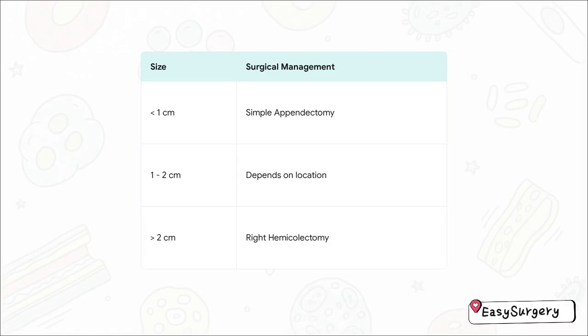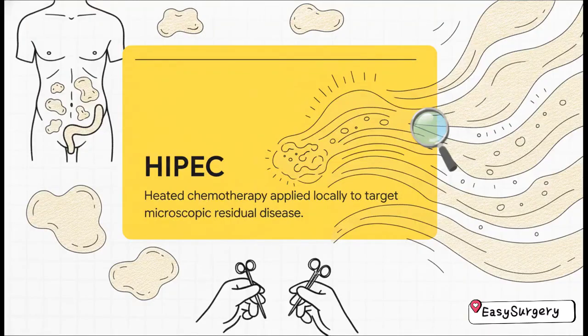But if that mass is over 2 centimeters, that carries a huge malignant potential, and it absolutely demands bringing the patient back for a full right hemicolectomy to ensure the cancer hasn't spread into the lymphatic system of the colon. And then there are mucinous tumors. These are terrifying because they can rupture and literally fill the entire abdomen with a jelly-like malignant disease known as pseudomyxoma peritonei.